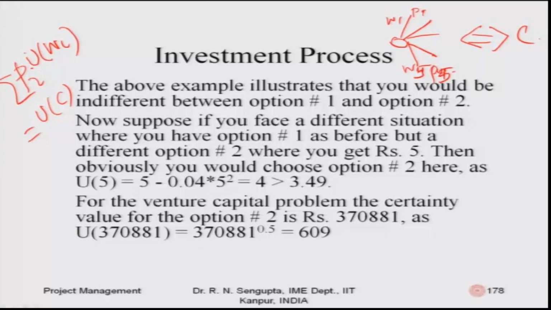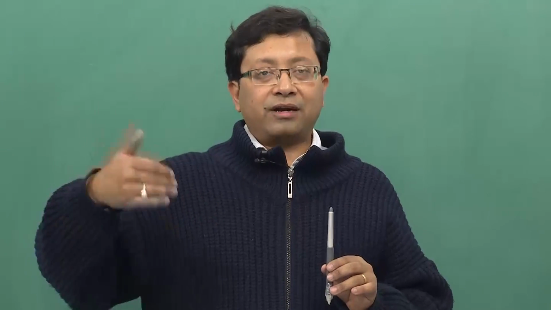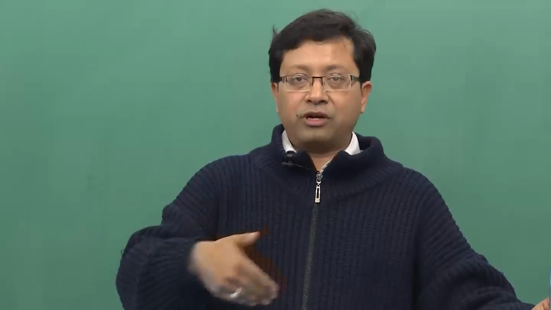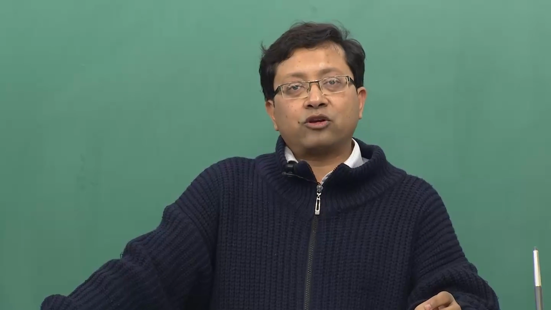So, if I want to find out the utility for that value of 5, it comes out to be 4. So, I will be more tempted to take the certainty decision. That 5 is not the certainty value; 5 is an outcome based on which I, with my utility function as given, would be more inclined to take the certain event. But if I want to find out the certainty value between the gamble and the situation, it is 3.49, such that I am indifferent.